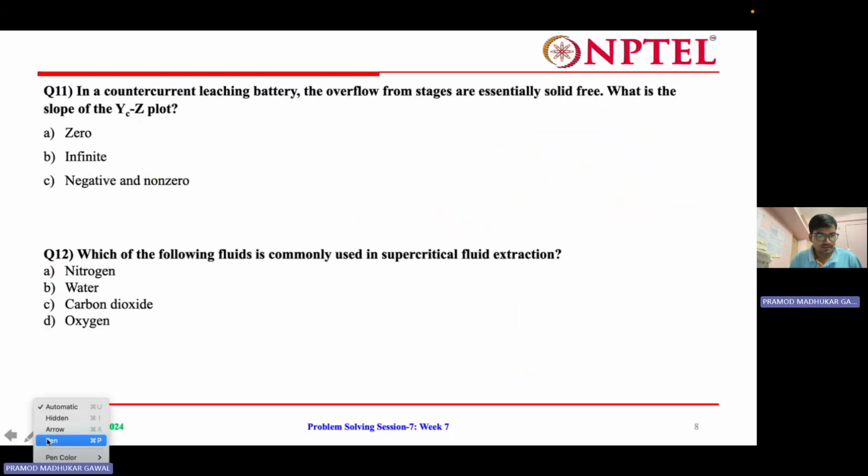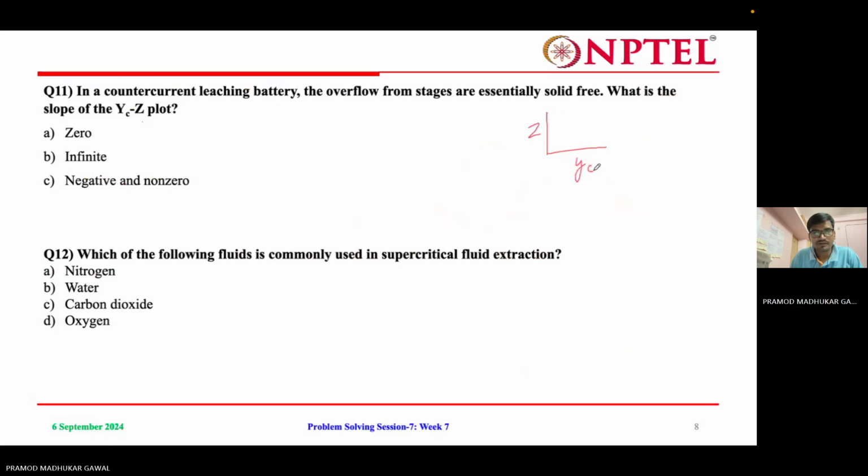Moving to question number 11: in a countercurrent leaching battery, the overflow from the stages is essentially solid-free. What is the slope of the YC-Z plot? Here is the plot Z versus YC. The overflow from the stages is essentially solid-free. YC denotes the overflow concentration, and XC denotes the solid concentration in the underflow. So what is the slope of the YC-Z plot?